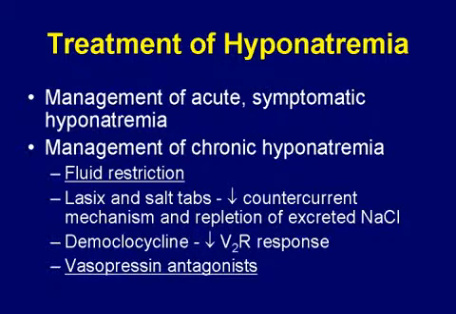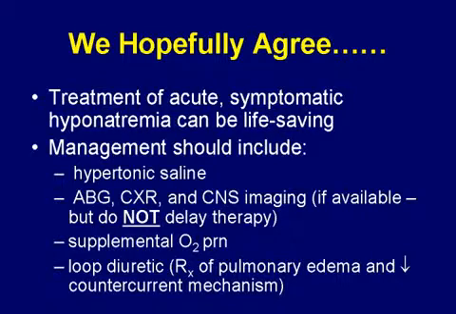Treatment of hyponatremia: we need to talk about management of acute symptomatic hyponatremia, and we talked about the management of chronic hyponatremia: fluid restriction, Lasix and salt tablets, demeclocycline, which is still available. The problem there is nephrotoxicity in some patients. And the vasopressin antagonists are, of course, less toxic, but we're not entirely clear when we should be using these in patients with hyponatremia.